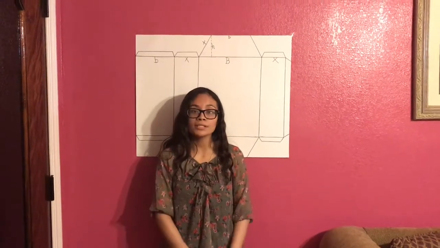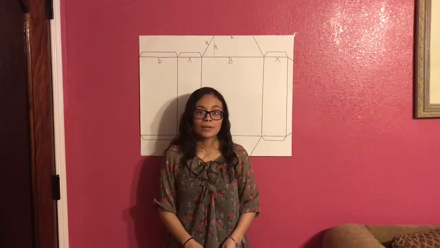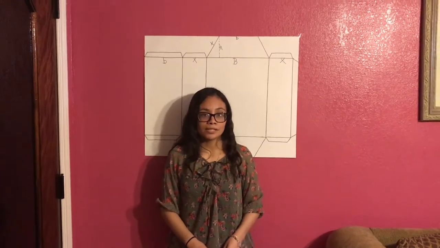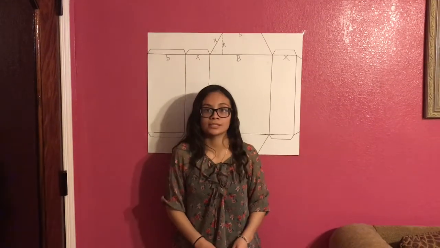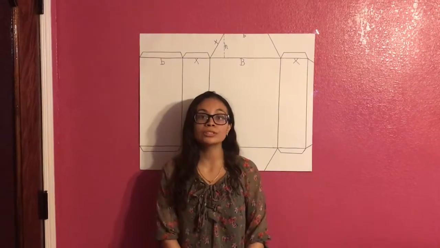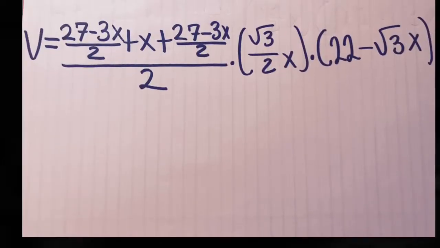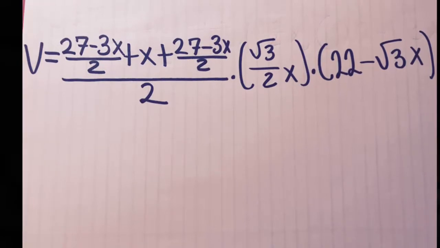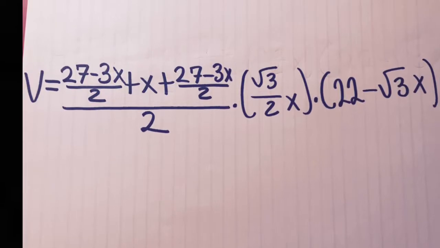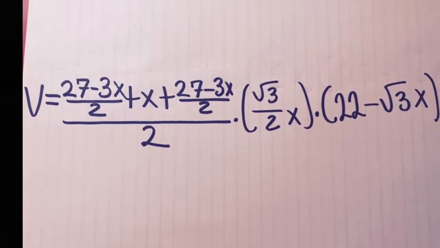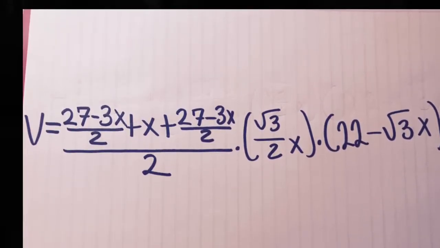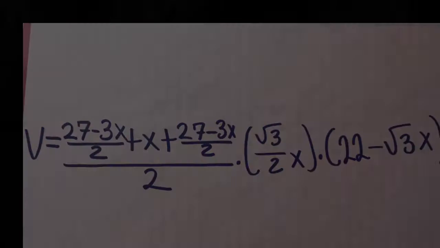Next, you must combine the formulas of 22 and h and solve for c. Once you solve for c, you will get c equals 22 minus the square root of 3 times x. The next step is to plug in all the formulas into the volume formula, which will result in the equation of v equals (27 minus 3x over 2 plus x plus 27 minus 3x over 2) all over 2 times the square root of 3 over 2 times x times (22 minus the square root of 3 times x).